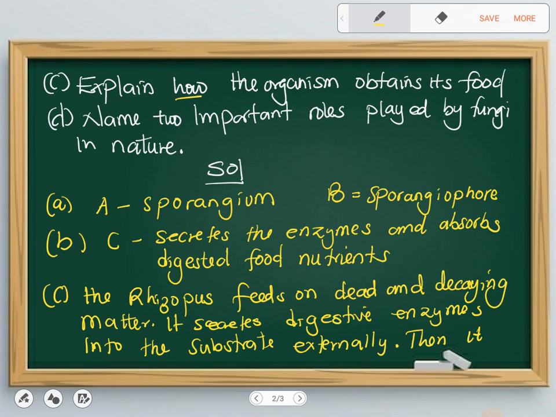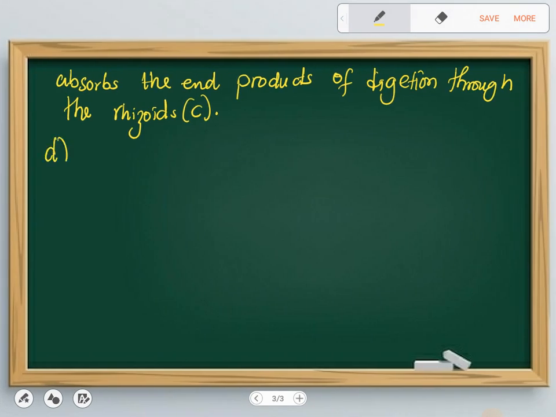Then they are saying, name two important roles played by the fungi in nature. Now, even this Rhizopus is part of the fungi kingdom. So some of the roles of fungi in nature is they are used to decompose matter. So, decomposing of matter, in terms of that duty.